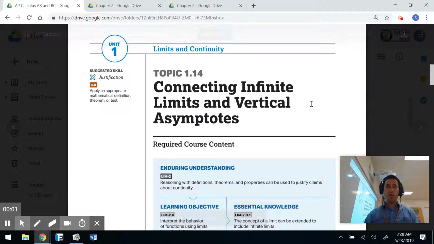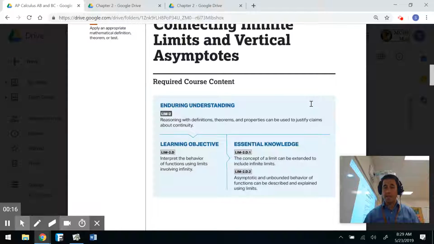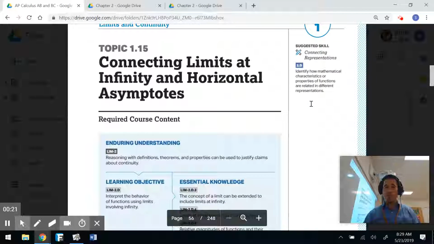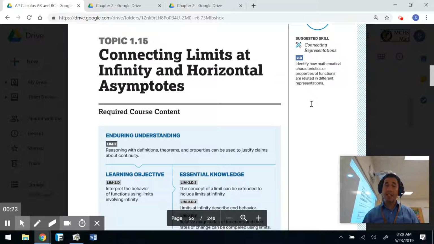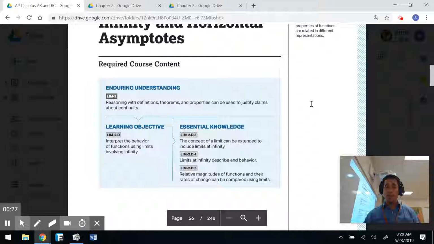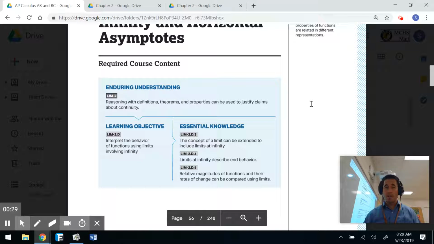Hi class, today we're on 2.2 limits involving infinity. In terms of the AP Calculus test, the topics we're focused on are 114 and 115, connecting infinite limits and vertical asymptotes. There's your understanding, objective, and knowledge for that particular topic. And 115, which is connecting limits at infinity and horizontal asymptotes. And there are your understanding, objective, and knowledge. Throughout this section, we're going to focus on all of those.